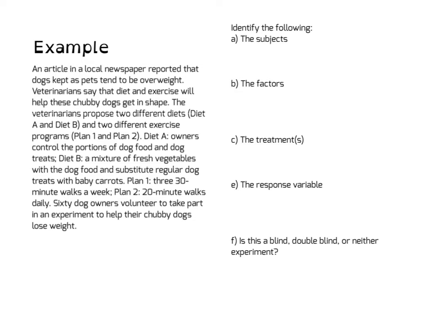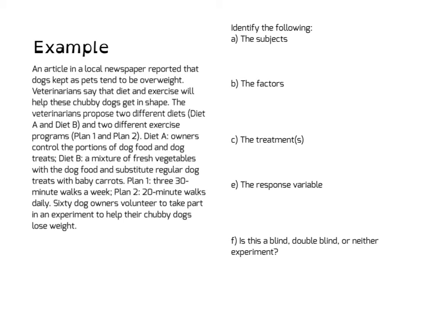In Diet A, owners control the portions of dog food and dog treats. In Diet B, they use a mixture of fresh vegetables with the dog food and substitute regular dog treats with baby carrots. Plan 1 is three 30-minute walks, so this is the exercise plan. And then Plan 2 is 20-minute walks daily. 60 dog owners volunteer to take part in an experiment to help their chubby dogs lose weight.